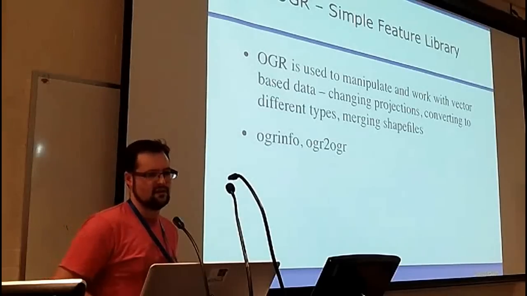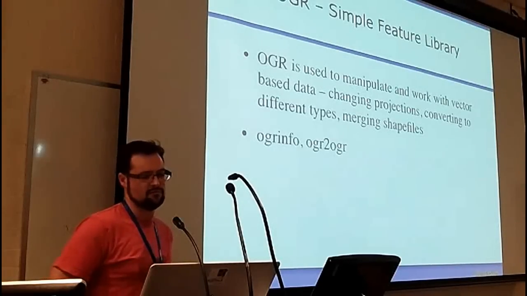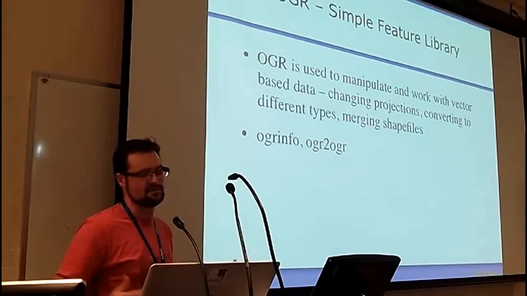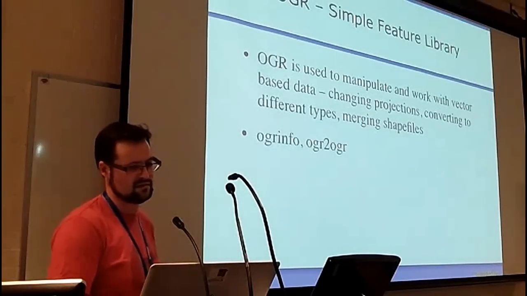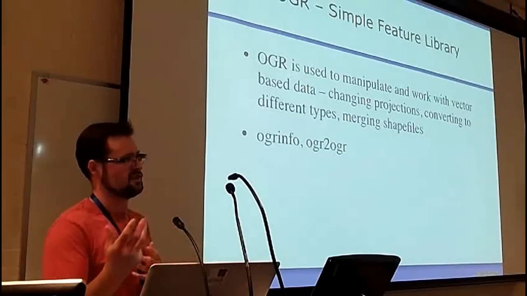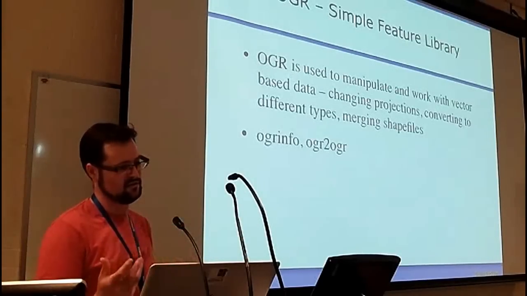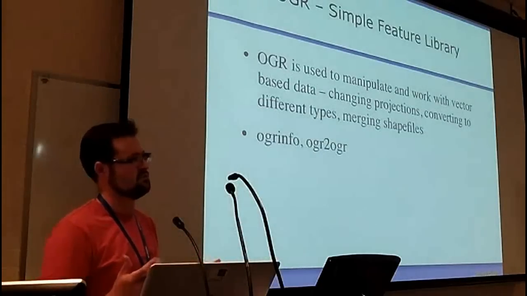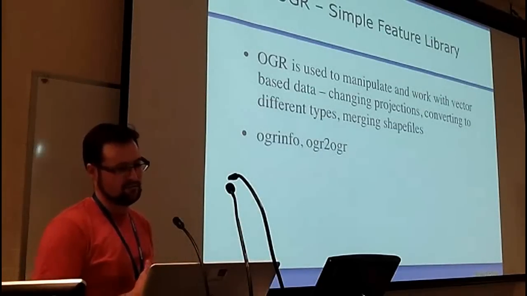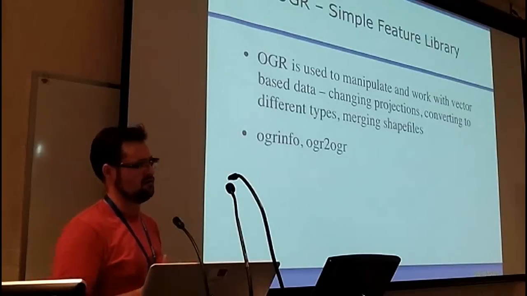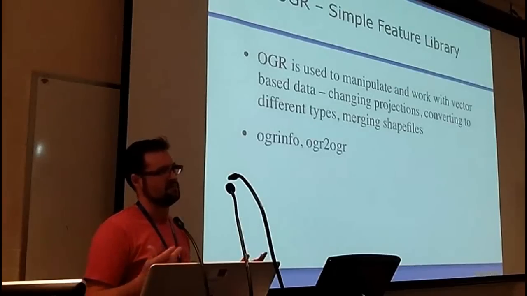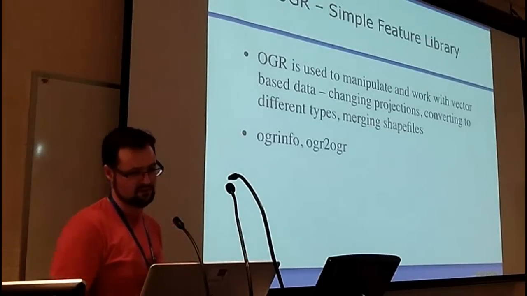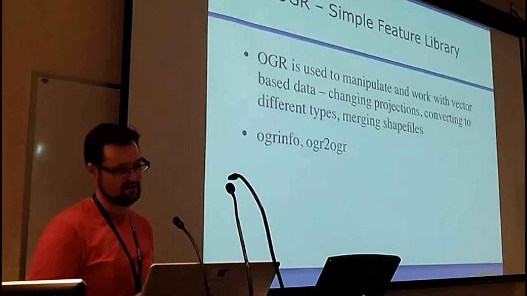OGR is a simple feature library, so this is more low-level tools that you use for working with geospatial data. This is used to manipulate and work with vector-based data. So if you want to alter a projection of a shapefile, you would consider using OGR to perform that transformation. Converting to different types: if you've got a shapefile and you want to convert it into a WKT or another vector-based spatial data format, you would use OGR or the OGR suite.